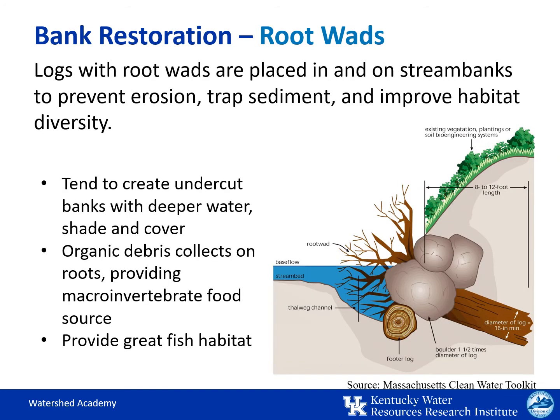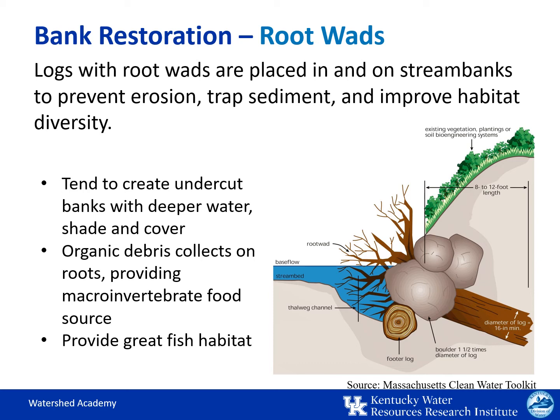Another bank restoration technique is the addition of root wads. Logs with root wads at the end of them are simply placed in or on the stream banks. This helps to prevent erosion, trap sediment, and improve habitat diversity. These should be placed in the outer meander bends and other areas that have concentrated flow velocities on the banks.